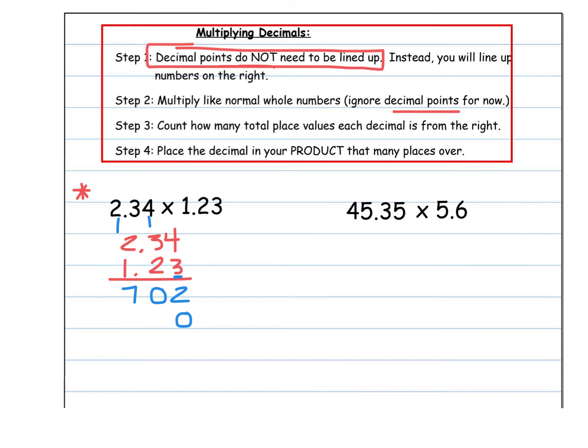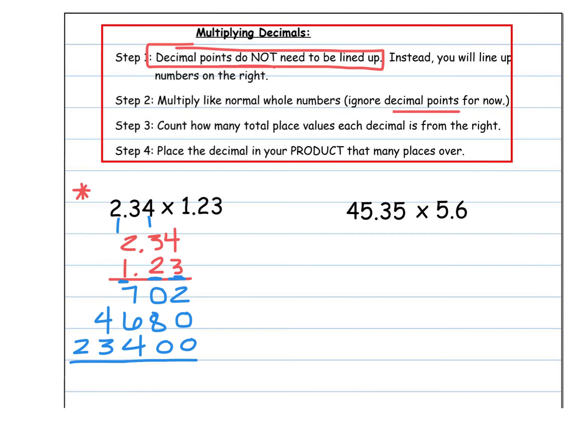2 times 4 is 8. 2 times 3 is 6. 2 times 2 is 4. Now I add 2 zeros before I start with the 1 for this place and this place. So 1 times 4 is 4, 1 times 3 is 3, 1 times 2 is 2.